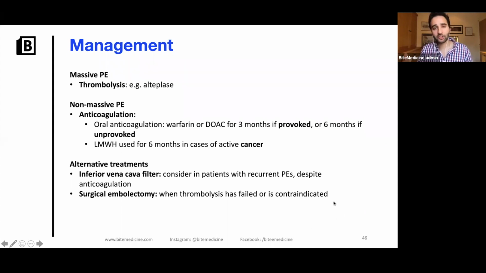There are a bunch of absolute contraindications for thrombolysis. There are a bunch of relative contraindications. I'd recommend learning those. We haven't included them here just because it'll be information overload, but have a read. So yeah, like I said, try and remember this. If you remember this, you'll be absolutely fine for exams. In reality, things differ a little bit from place to place and depending on the clinical circumstance.